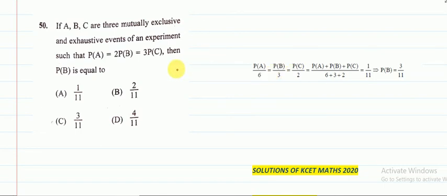So here I have considered P of A divided by 6. I am dividing every term by 6. So this is equal to P of A plus P of B plus P of C divided by 6 plus 3 plus 2, which means this will be 1 divided by 11. This value is equal to 1 by 11. Therefore, P of B divided by 3 is equal to 1 by 11, which means P of B will be 3 divided by 11. Therefore, ultimately it will be option C.